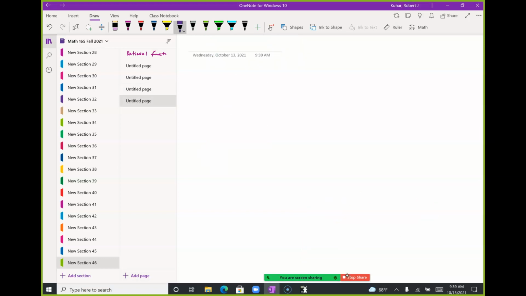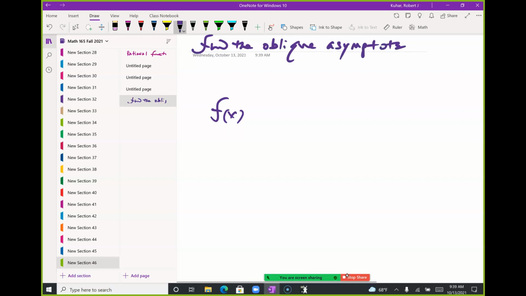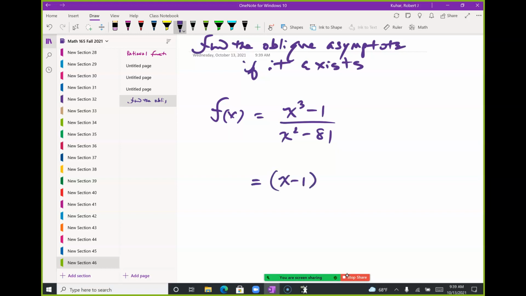Nice. So on this next one, we have an oblique, right? Find the oblique asymptote if it exists. So I have x cubed minus 1 over x squared minus 81. There's our standard form. My factored form turns out to be x minus 1 times x squared plus x plus 1, all over x plus 9, x minus 9.